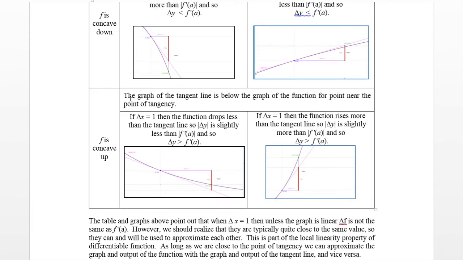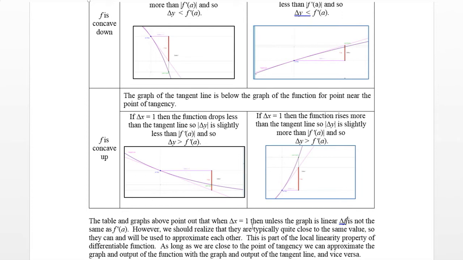And again, these are not the same, unless the graph is linear, unless f of x here is a linear function. Then delta f and f prime are not the same. However, what we really want to emphasize is not how they're different, but how close they are to the same. So what we want to do is use one of these to approximate the other. Oftentimes we'll say the derivative is approximately the same as the amount of change in the function.